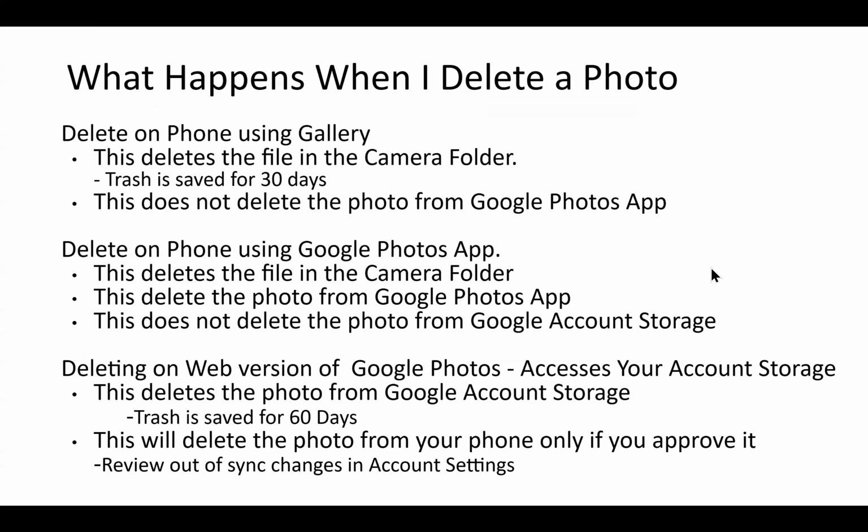A lot of people want to know what happens when they delete a photo. So if you're in your phone, you're going to delete a photo and you're in Gallery, every time you select a photo, you've got a choice of deleting it or sending it to the trash can or something like that. So you can delete on the phone using Gallery. This deletes the file in the camera folder, puts it into the trash folder on your phone, and it'll save that photo for 30 days before it's permanently deleted off your phone. This does not delete the photo from, if you're using Google Photos, it won't delete it from the photo app.